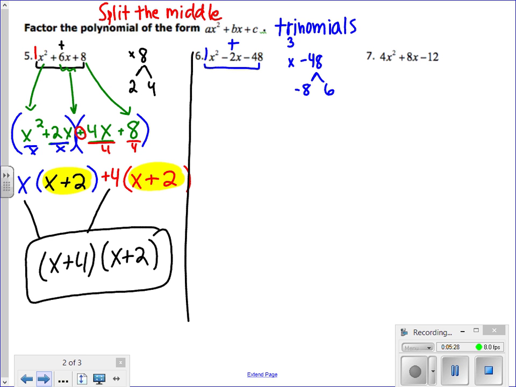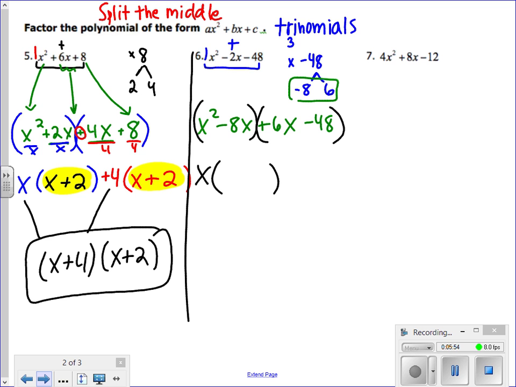I'm going to split the middle now and bring down the x squared and the negative 48 and fill in the middle with the negative 8x and the positive 6x. Once I do that, I'm now going to do my grouping, where I find the GCF. The GCF between x squared and negative 8x is x. So when I divide by x, I'm left with x minus 8.